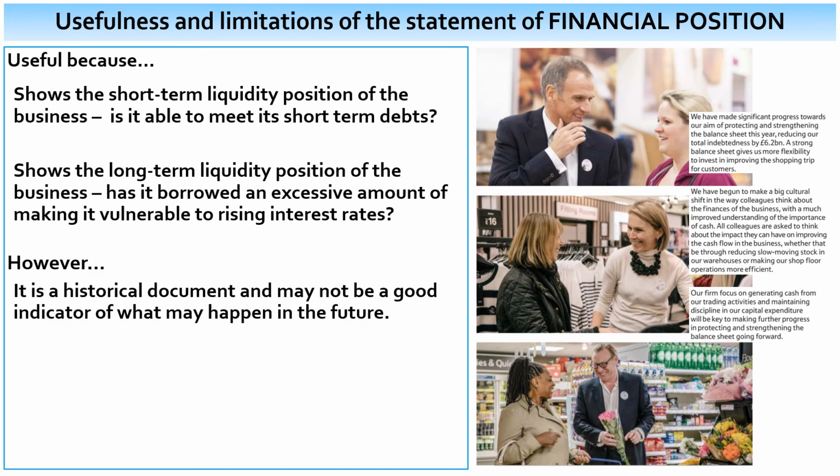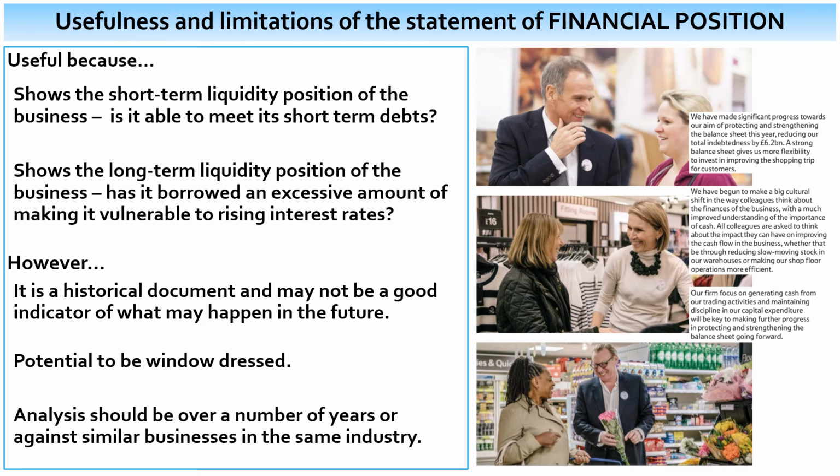However, it is a document that might not be a good indicator of what may happen in the future. It only shows us a particular snapshot in time. And it has the potential to be what we call window dressed. So businesses might manipulate the figures in a statement of financial position to show a slightly better financial position than maybe they have. Again, an individual statement of financial position doesn't tell us too much. We need to really compare it to previous years or compare it against businesses in the same industry.